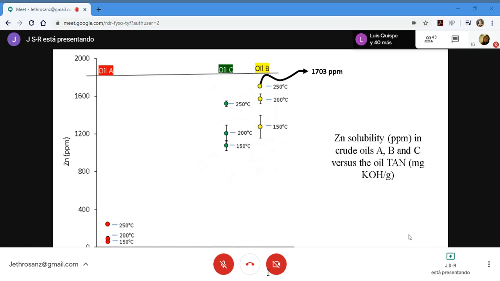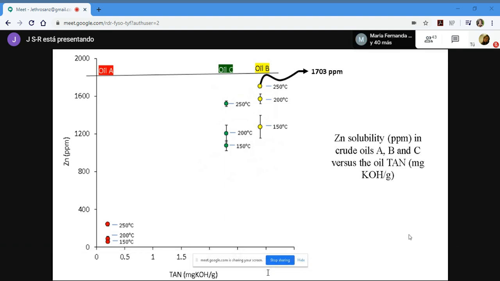Also, zinc concentrations in crude oil increase with temperature. So as temperatures go higher from 150 to 250 degrees Celsius, you are also capable of dissolving more zinc. In our most metal-rich oil, we were capable of dissolving as much as 1,700 parts per million zinc, which is considerably higher than the amount of zinc that has been reported to be soluble in brines or in hydrothermal fluid at this temperature. We therefore consider that zinc is highly soluble in crude oil from an economic perspective.